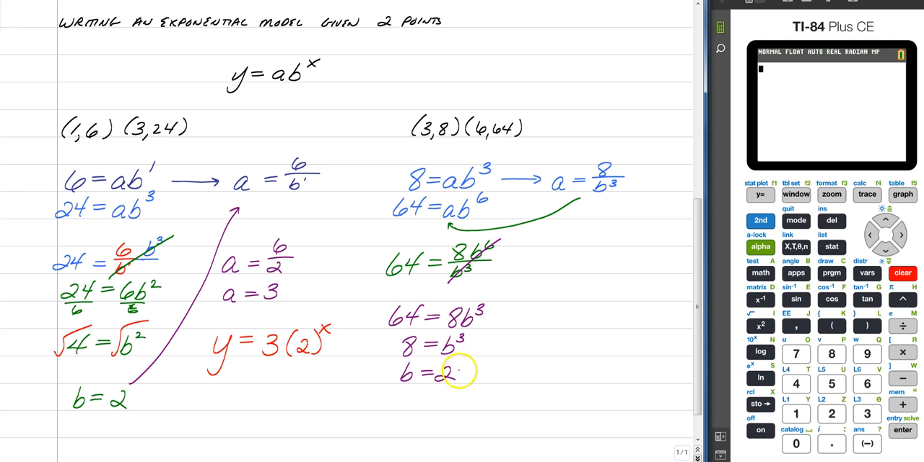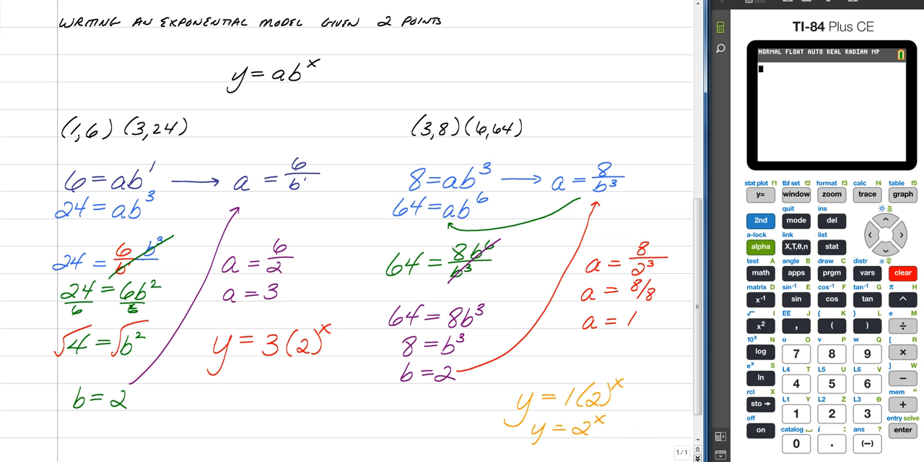So now that we know b is equal to 2, we're just going to go back in and find a. So that's going to be a is equal to 8 over 2 cubed. Last time I checked, 2 cubed is 8. So a is equal to 8 over 8, which is 1. So now our final answer is y is equal to 1 times 2 to the x power, also known as y is equal to 2 to the x. You do not have to multiply by 1 if you do not want to.